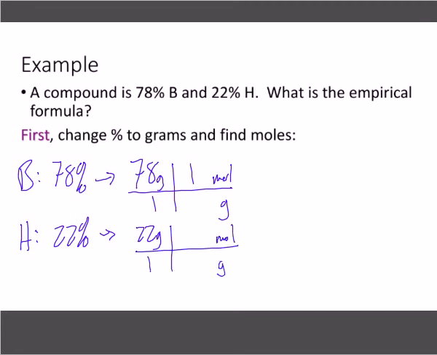What's our molar mass for boron? 10.81. And hydrogen's molar mass is going to be what? Okay, do the math. How many moles of boron will we have when we do the math? 7 point what? 2. Now, was it 7.2 even? Or was it like 7 point something?